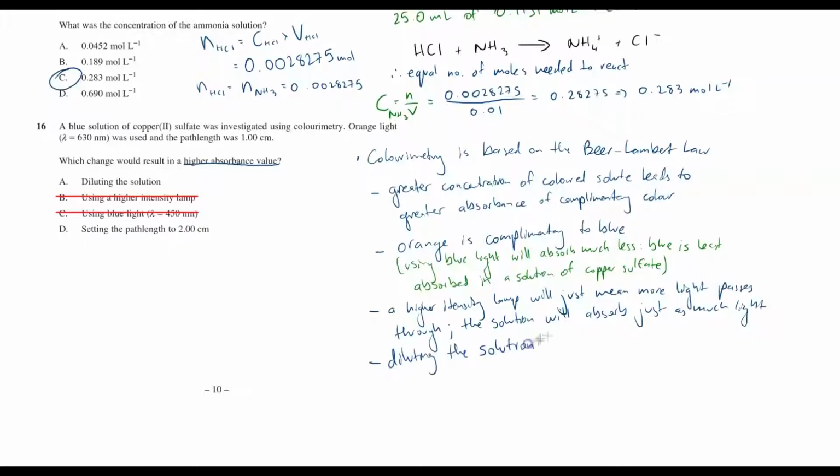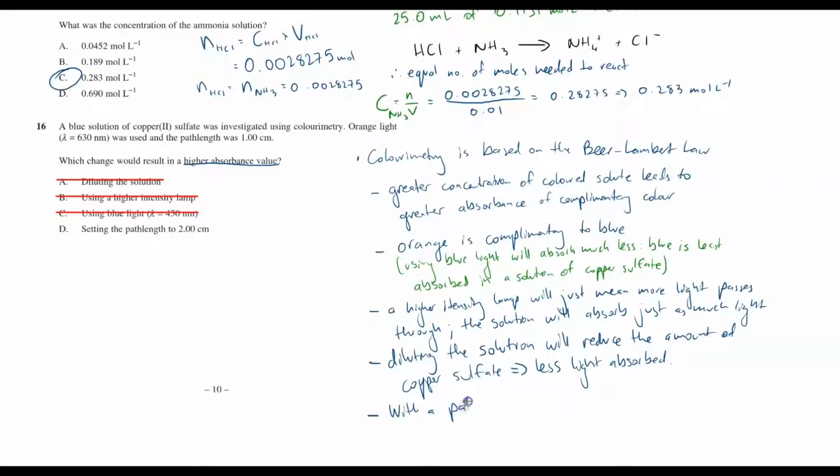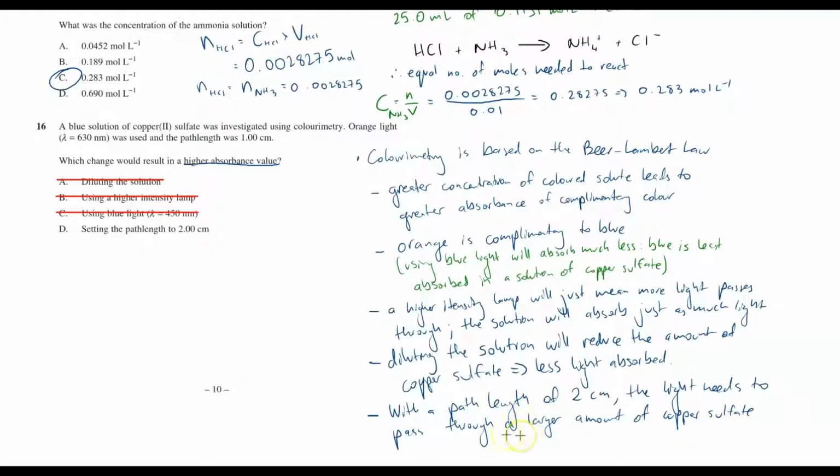Also, diluting the solution will reduce the amount of copper sulfate per unit of volume, and therefore the solution will be less concentrated. This means less light will be absorbed. Because of this, we can also eliminate option A. Lastly, with a path length of 2 centimeters, the light needs to pass through a larger column or amount of copper sulfate to pass all the way through.